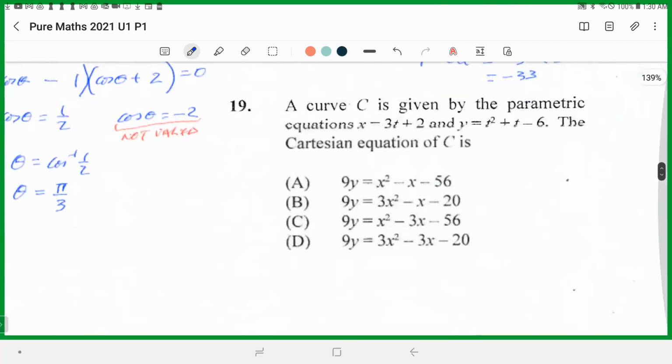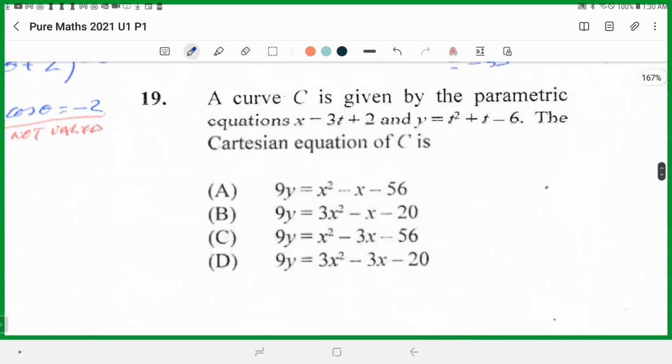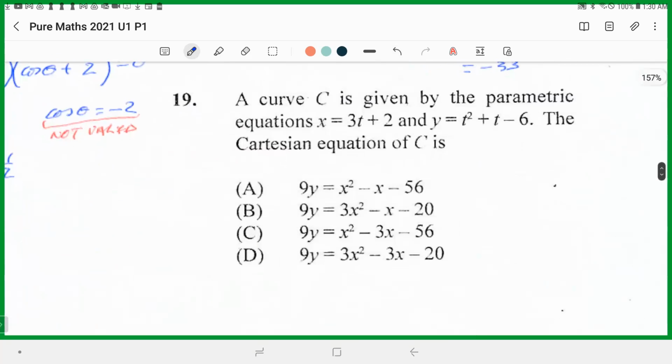That's 18. 19 now. 19 says a curve is given by those two parametric equations. The Cartesian equation is which one of these? Basically I want to get rid of the t from those two equations. This is the one with the t that can be the subject. But the answer is on the paper.